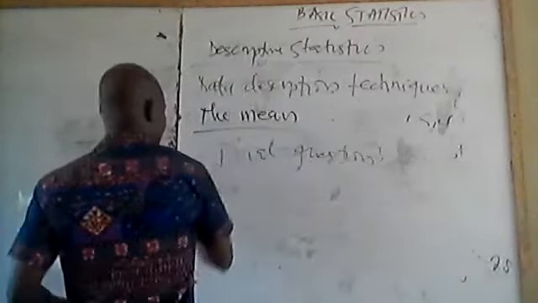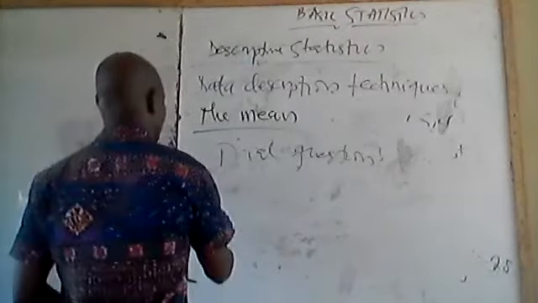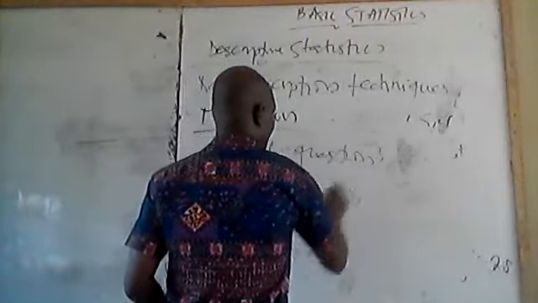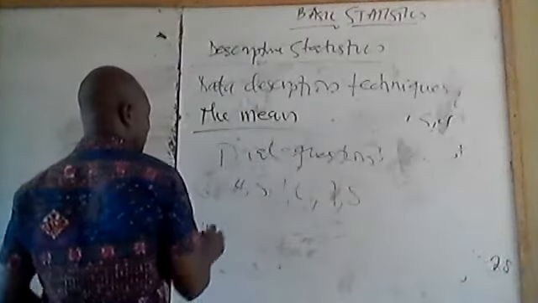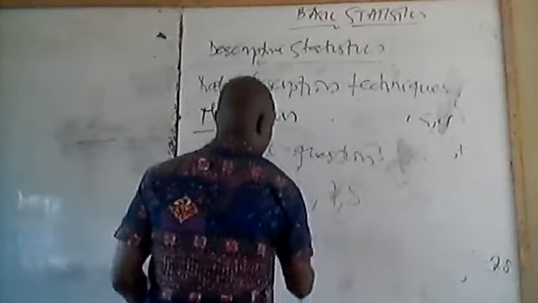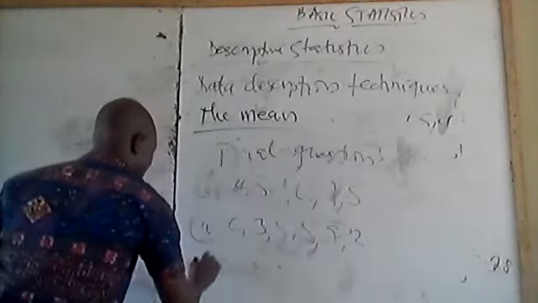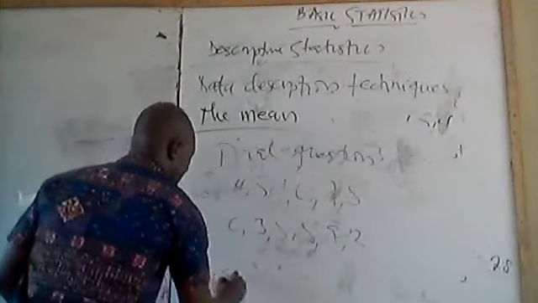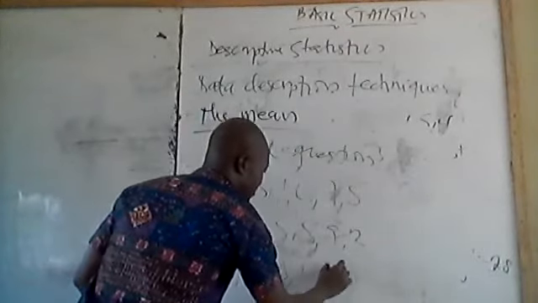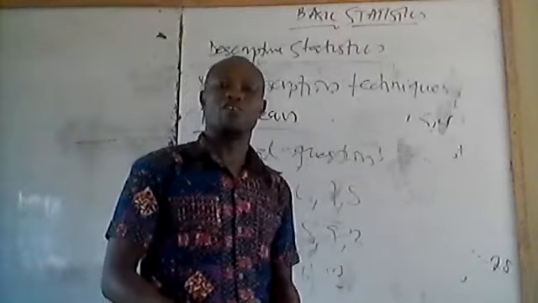Trial questions. One: you are required to determine the mean of the following set of numbers: 4, 5, 1, 0, 7, 8. The second one: 0, 3, 5, 8, 9, 2. The third one: 6, 2, 8, 11, 13. These are trial questions for you to look at in your own time.